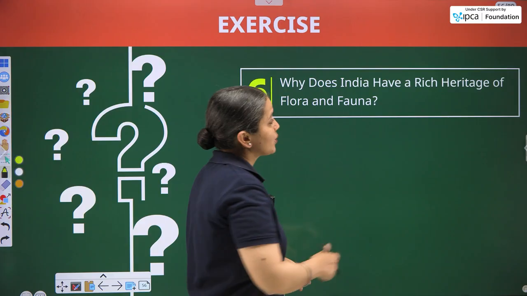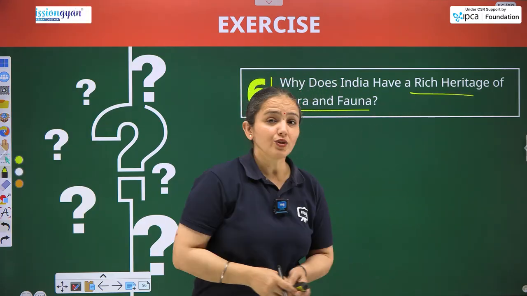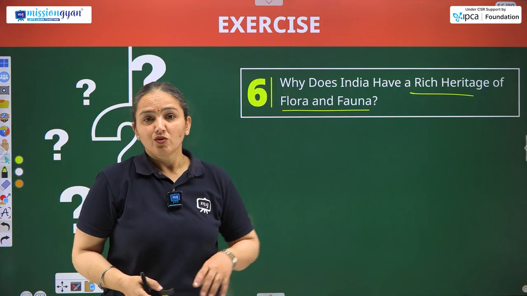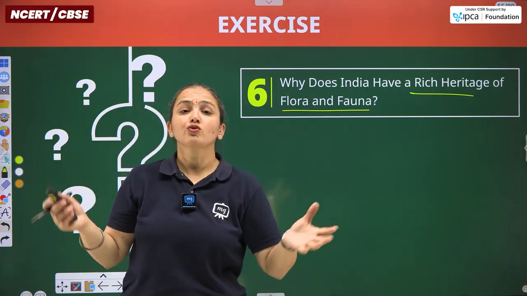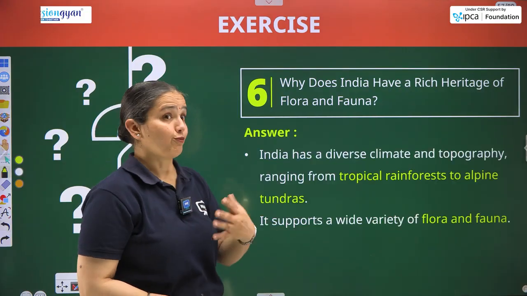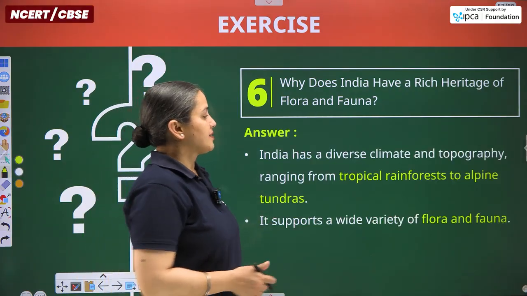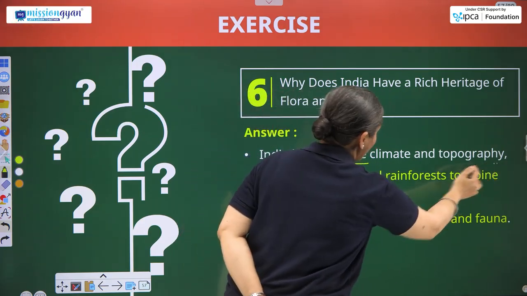Last question for the day. Why does India have a rich heritage of flora and fauna? Heritage, we do talk about the historical part. So since centuries, India has been a place of rich resources in terms of flora and fauna. We have to give the answer why. India has a diverse variety of climate and topography.